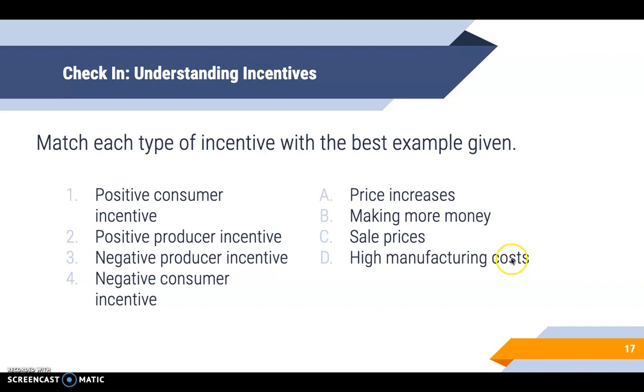Number 3, negative producer incentives. I'm looking for something that's bad for the person making the product, and that would be D, high manufacturing cost. If it's expensive to make, then it may not be a good idea for the producer to make that product. And number 4, negative consumer incentive. That would be A, price increases. If the prices are high on something, then it's going to discourage the consumer from buying that product.